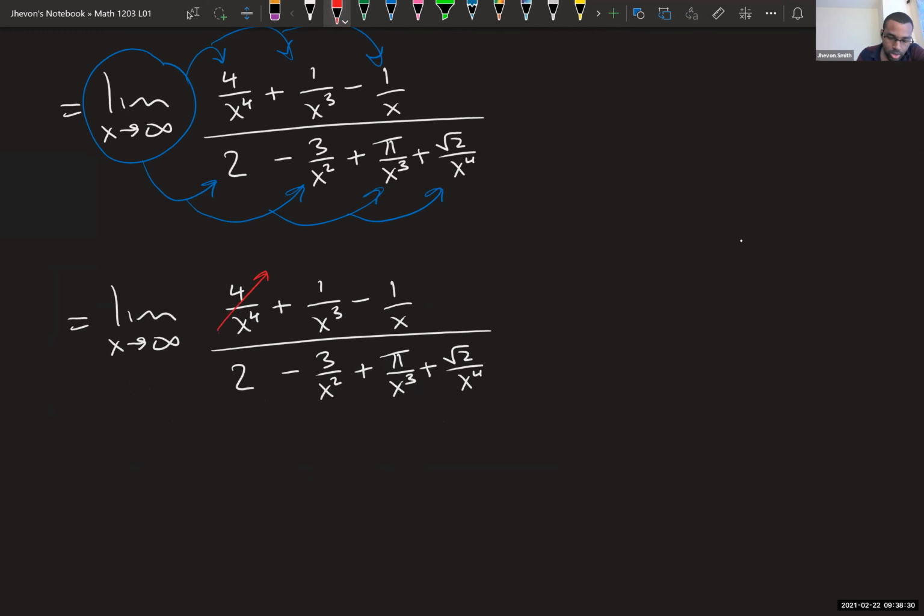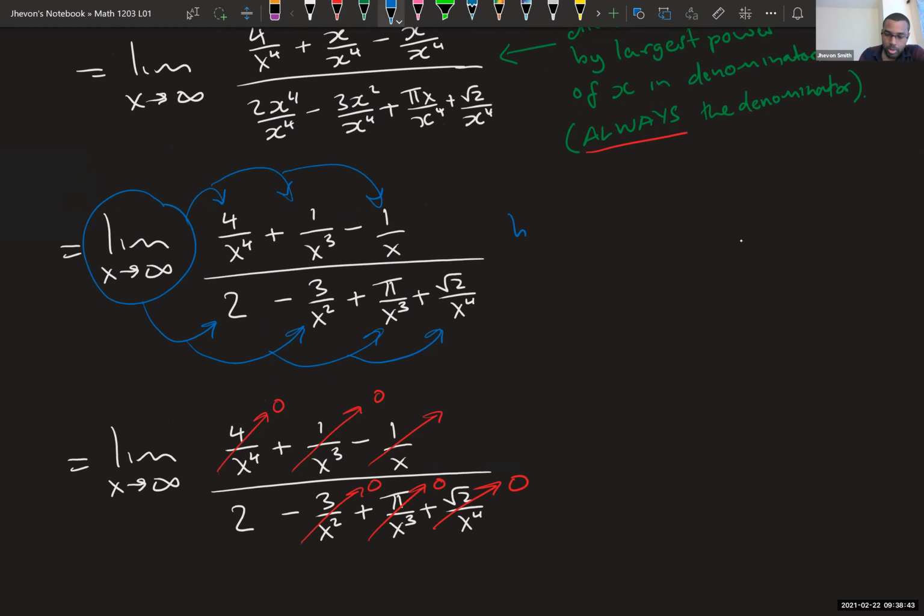hey, that's going to go to 0. That's going to go to 0. Most of these guys actually go to 0 by applying the limit properties.